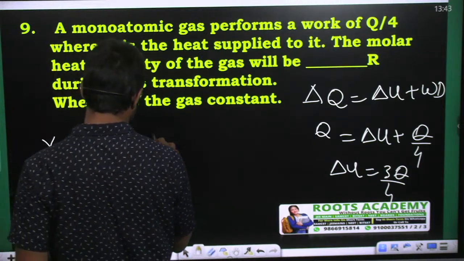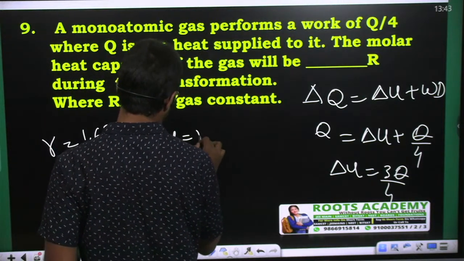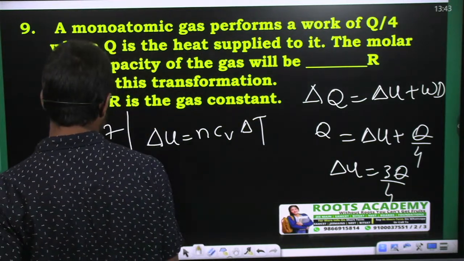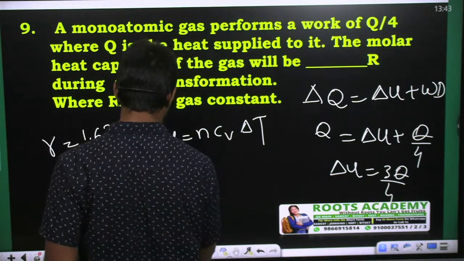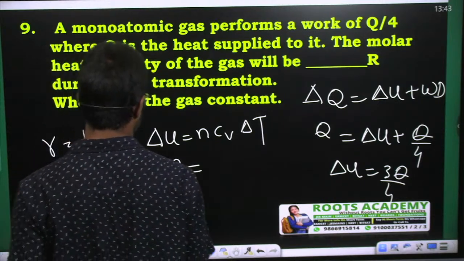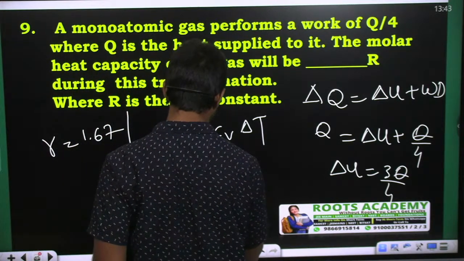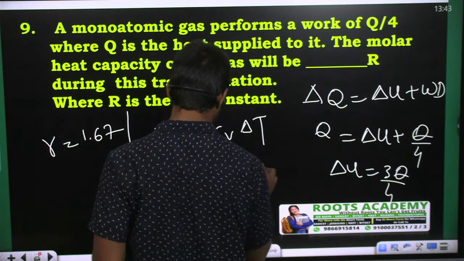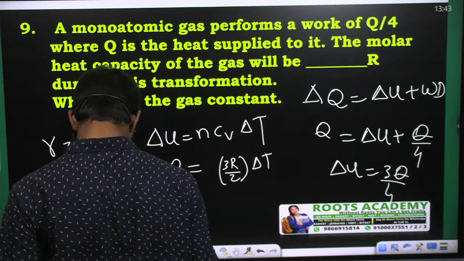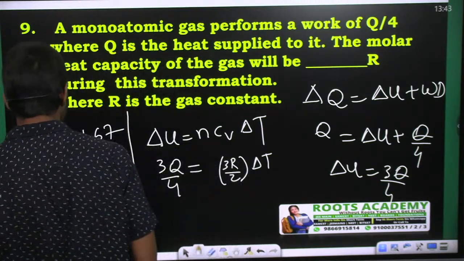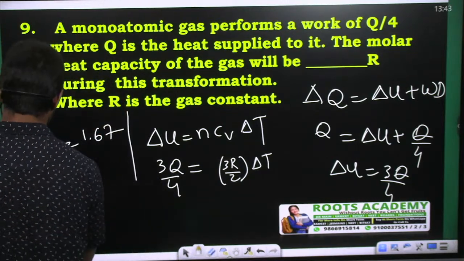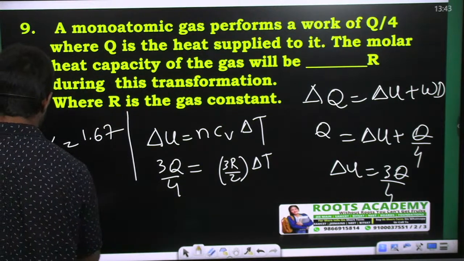So delta U is n CV delta T, right? So 3Q/4 is equal to number of moles 1, CV for monatomic gas 3R/2, delta T. So how do you solve still? What is being asked? The heat capacity. We can also write Q as n C delta T.